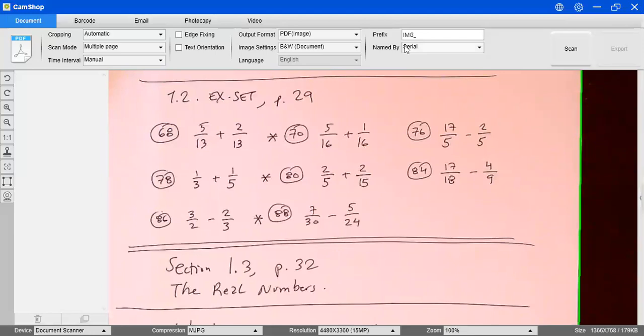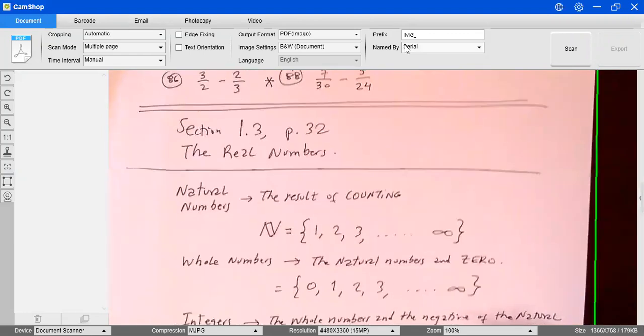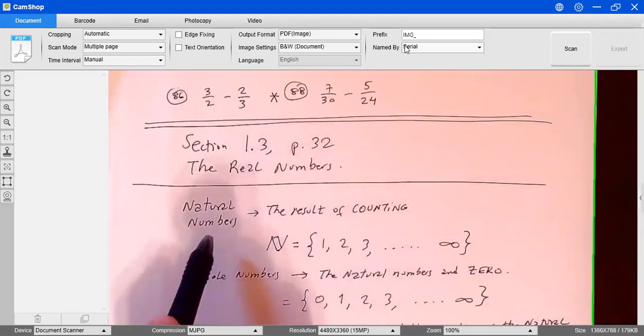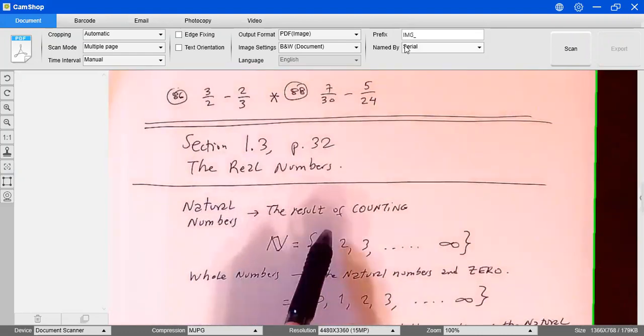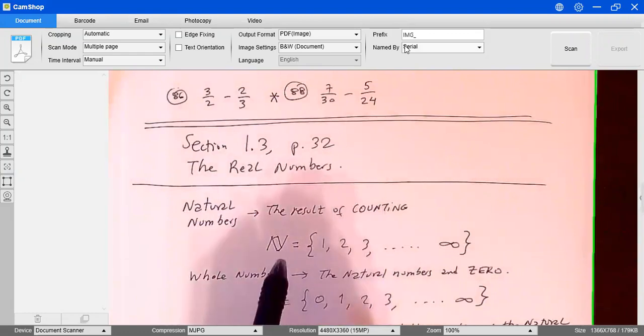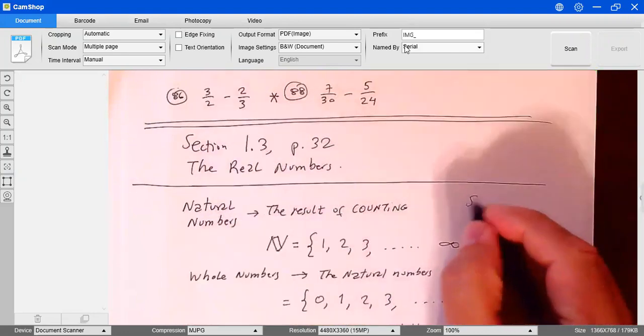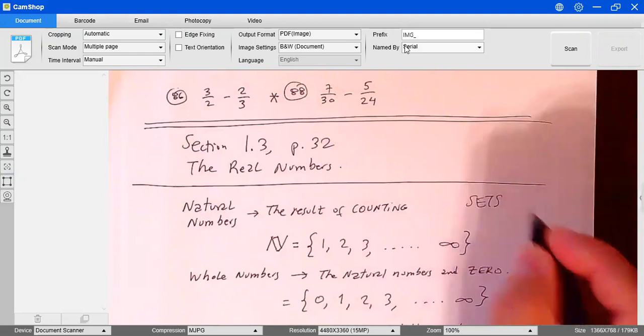Now we're going to start section 1.3 on page 32, which is about the real numbers. This section is just about some terminology that we need to learn to be able to understand future chapters. So this is about numbers. The first thing that we need to know is the definition of the natural numbers. The natural numbers are those numbers that we use to count. Any result of counting is going to be a natural number. You usually use this calligraphic N to indicate the set, because these are going to be sets of numbers, so collections of numbers.